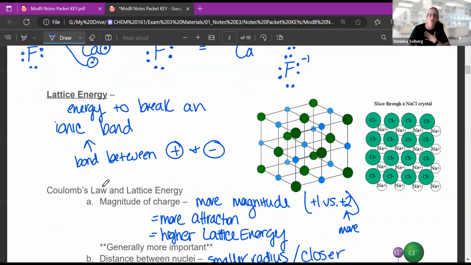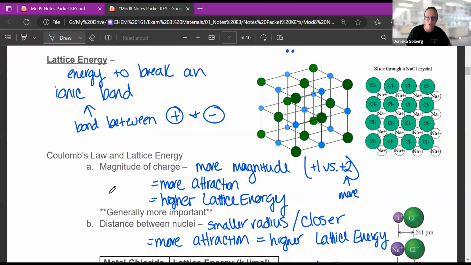Well, we know based on Coulomb's law, if you remember back to Coulomb's law, the closer things are together and the more charged they are, the stronger their attraction. So we would assume that lattice energy is going to increase with things that have stronger charges, so like +2 versus +1, or if they are closer together. So really atoms that have smaller radii. So if they're smaller, they're going to be closer together, harder to break apart. So those are the 2 things that actually affect lattice energy. It is first and foremost the magnitude of charge, because that affects it the most. So like I said, a +1 versus a +2, a +2 is going to have more attractions.